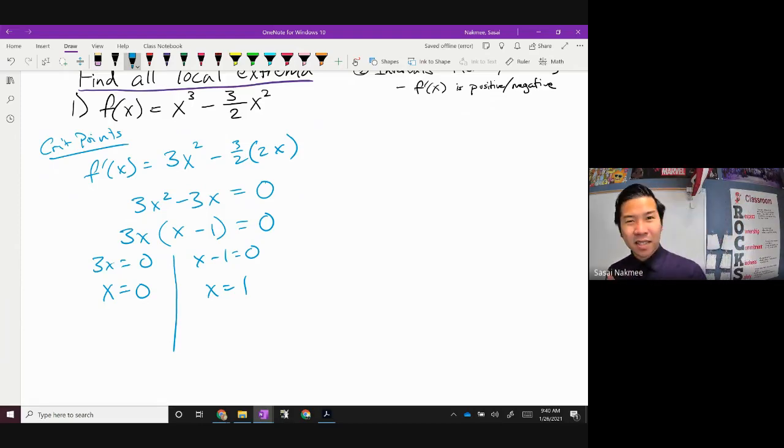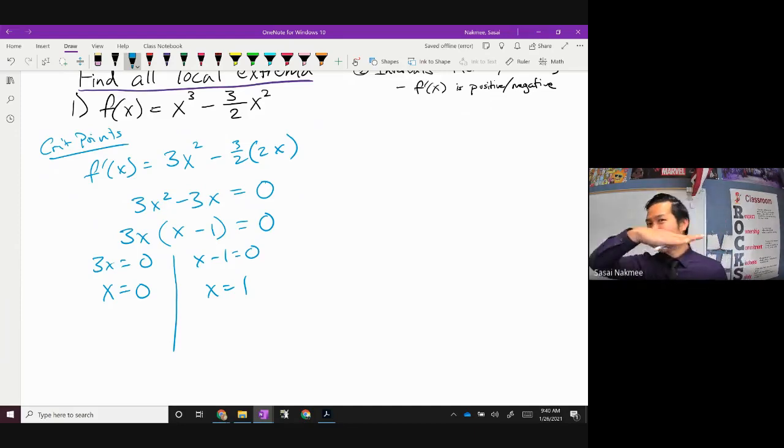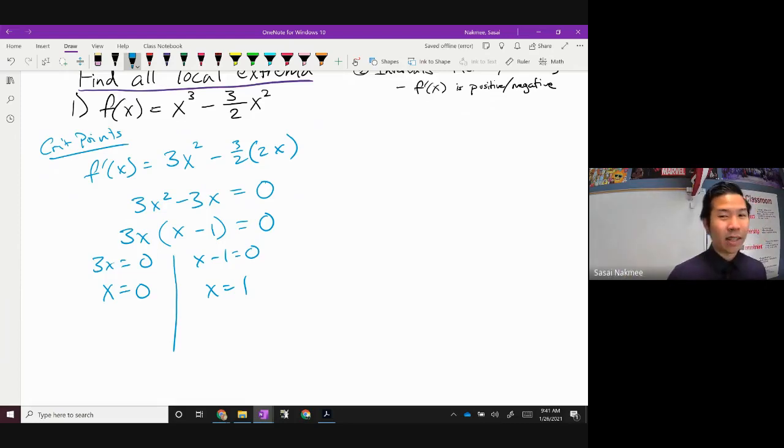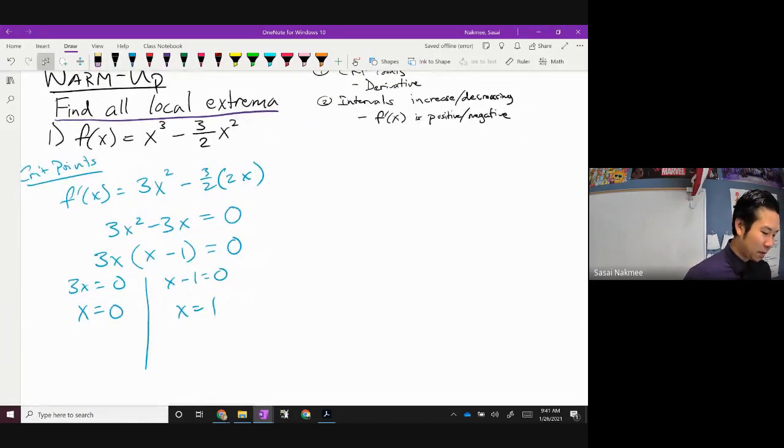Right? I don't know if that's a max or a min yet, but I do know that the tangent line at those points is flat. And that could be a max, could be a min, or it could be neither. That's also a possibility. Your critical point is not guaranteed to be a max or a min, but it has a possibility of being a max or a min. Okay? So that doesn't answer my question yet, does it? My question is still find the local extrema, right?